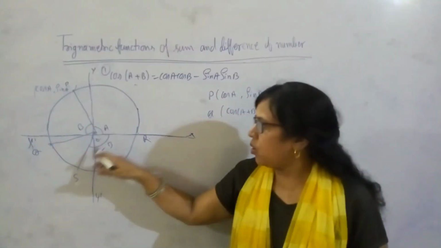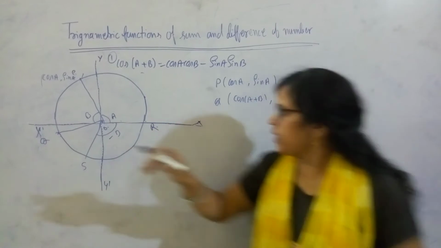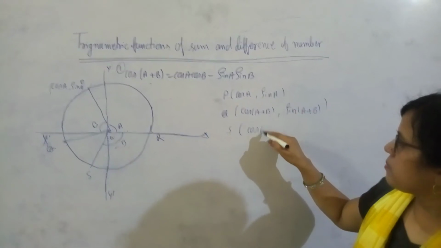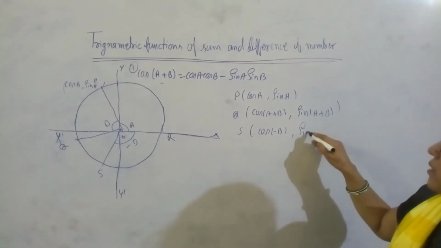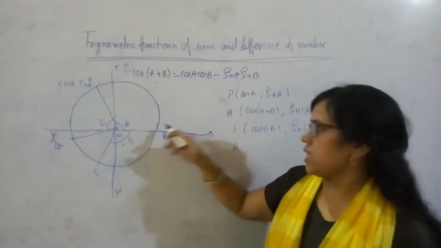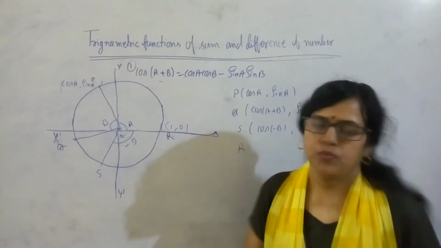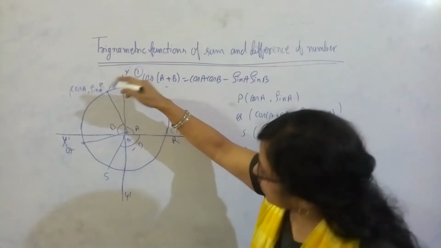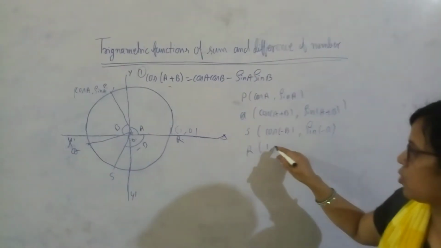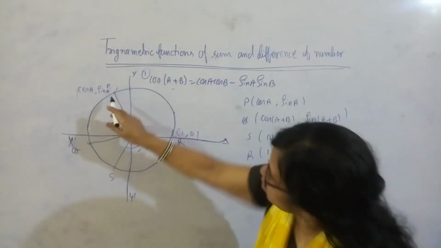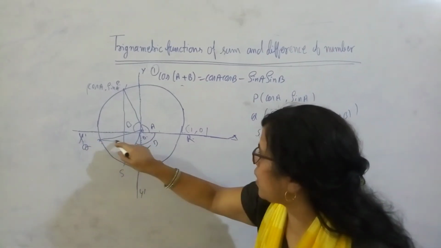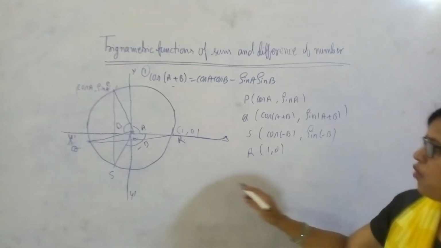Clear this? And now in the opposite direction, point S is cos of minus B, sin of minus B, and R is on the x-axis, so this is 1, 0 on the unit circle. The coordinate of R point is 1, 0. Now we will join P to S and Q to R, which form triangles.